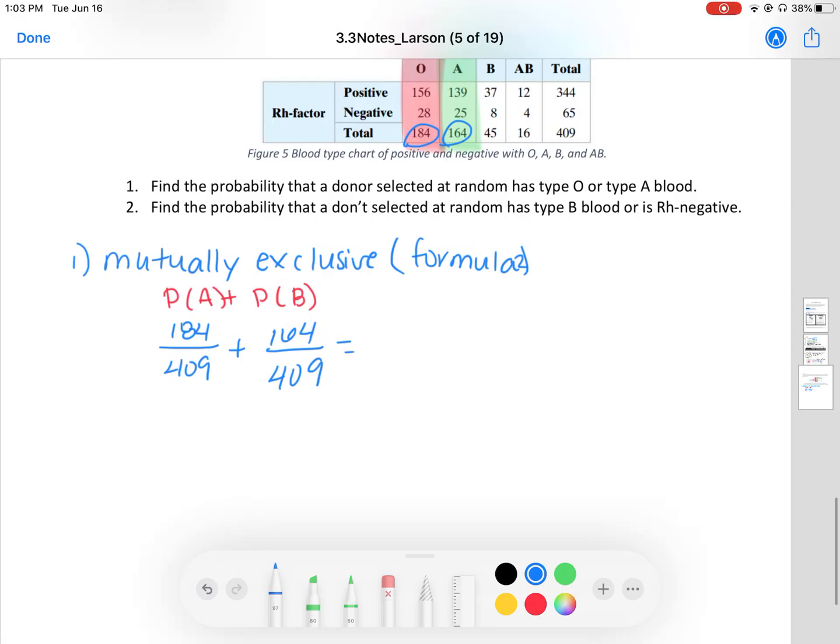All right, we go ahead and add them. So 184 plus 164 is 348. Because I have a common denominator, I can just add my numerators. All right, you punch into your calculator. Your answer should be about 0.851.